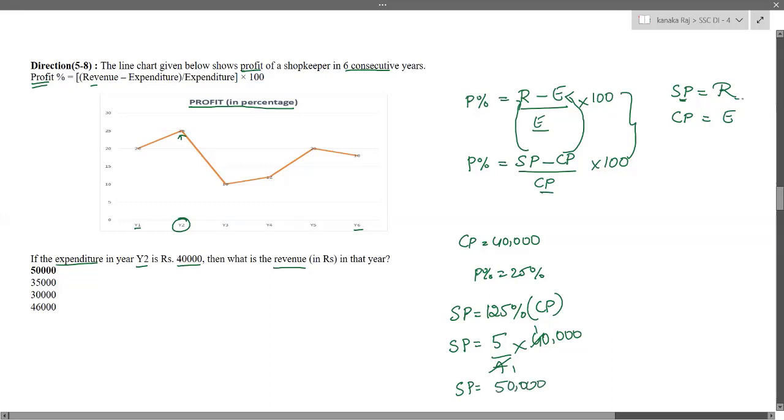So what is selling price? My revenue. My revenue is 50,000. So do I have that in our options? Yes. Option A, 50,000 will be my final answer.